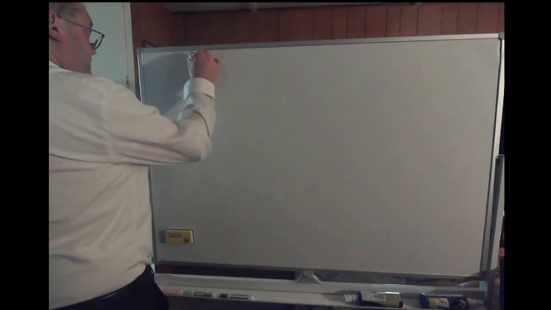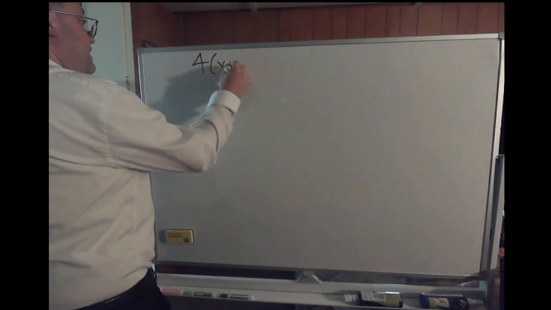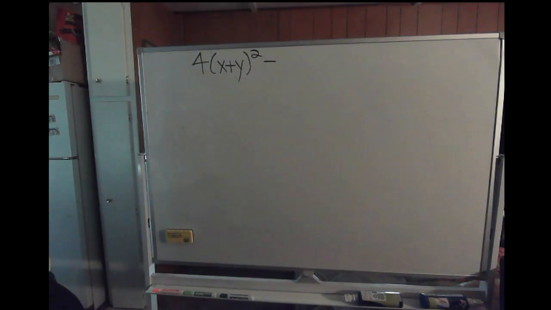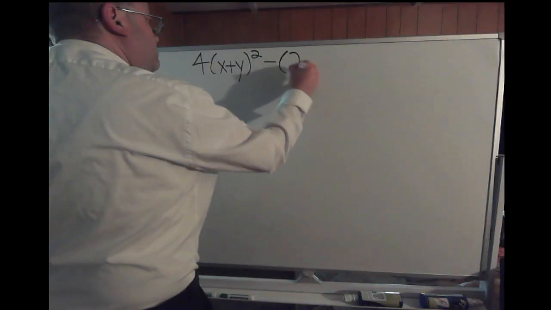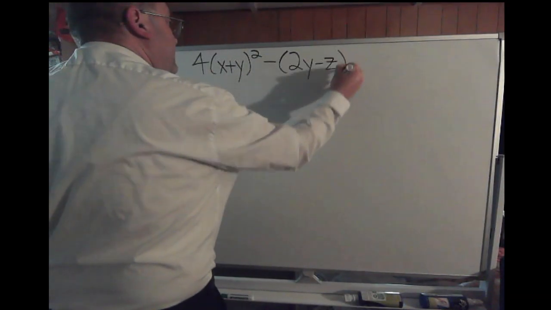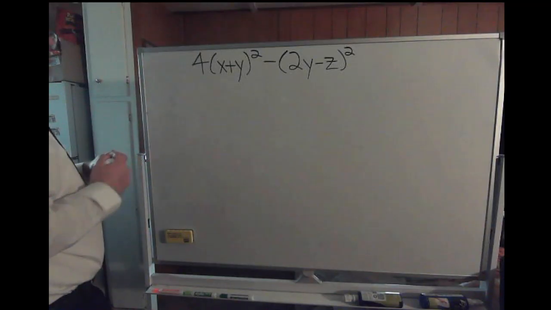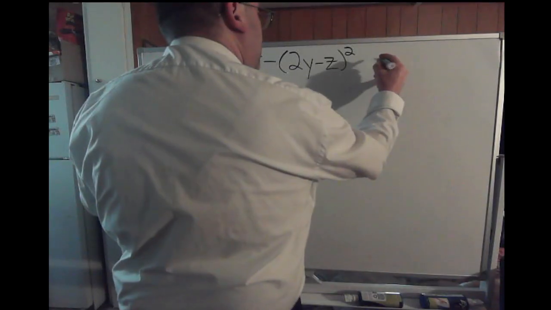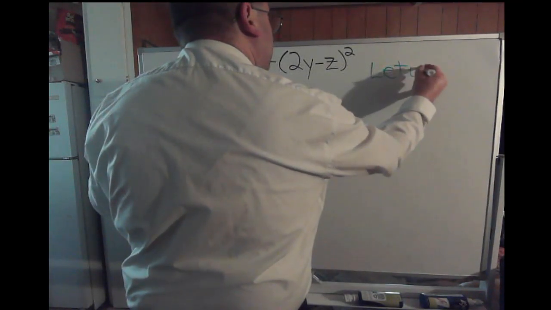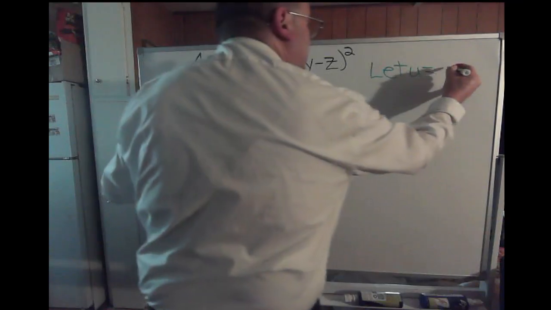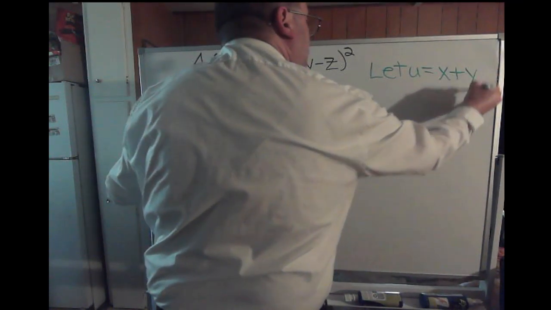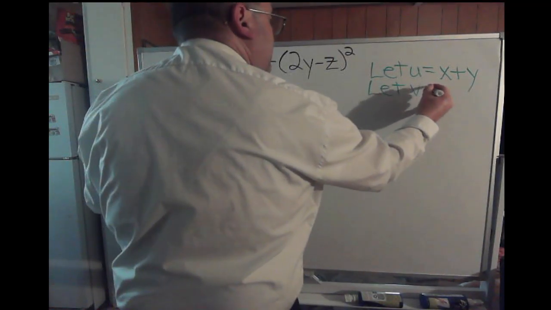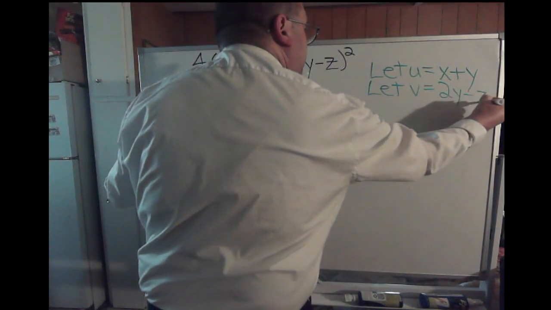Alright, what we got here? 4 times (x plus y) squared, minus (2y minus z) squared. So once again, I would set up a couple of substitutions. I would let u equal x plus y. U is going to equal x plus y. We'll let v equal 2y minus z.